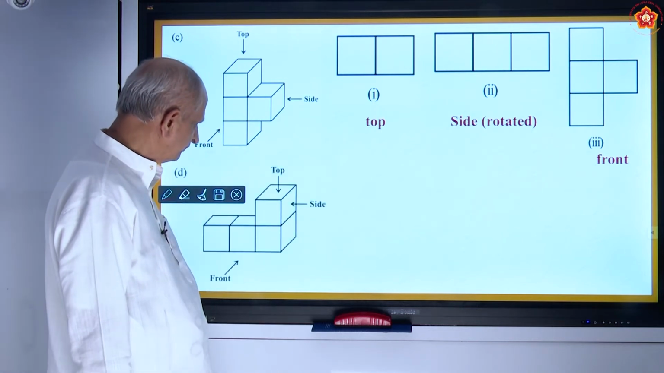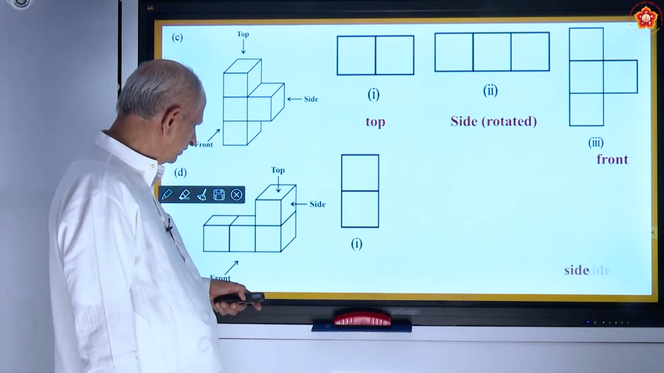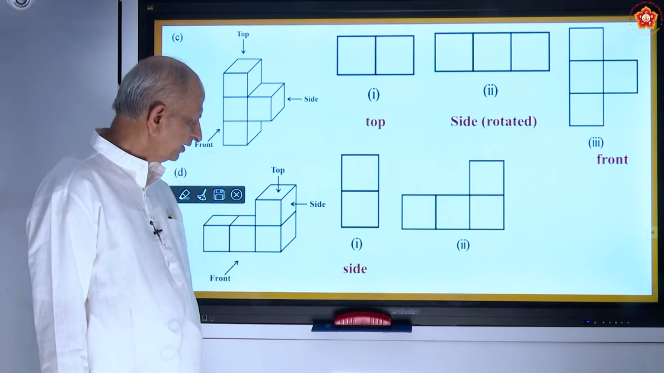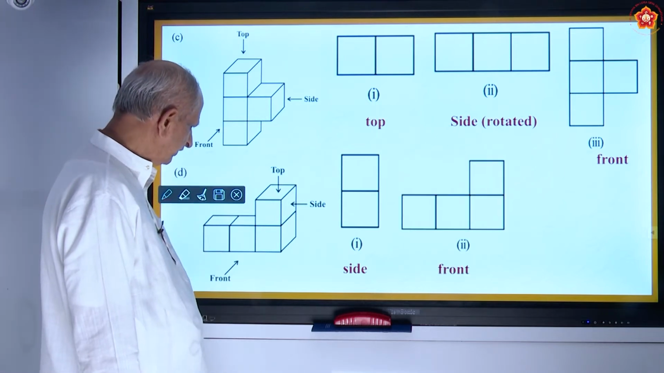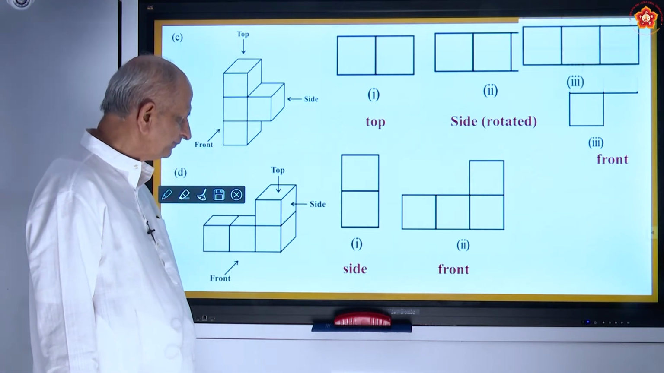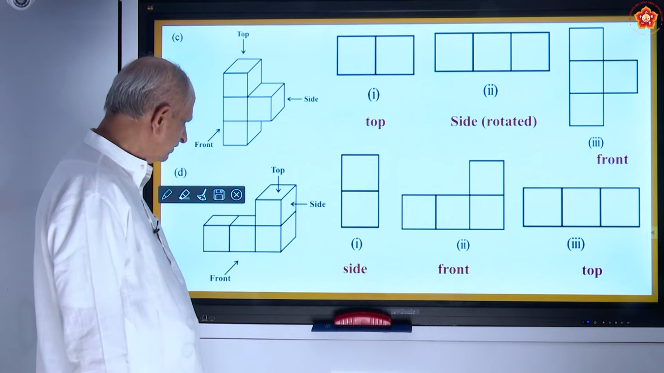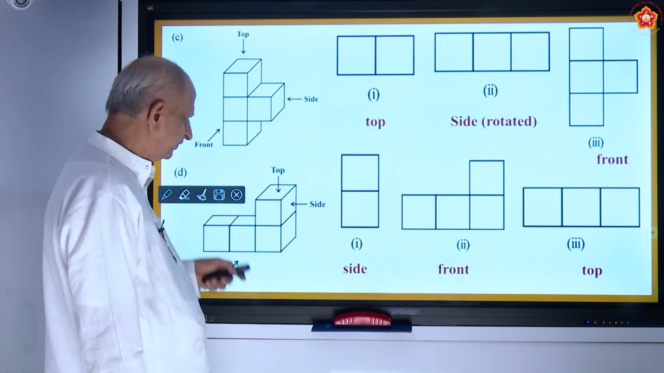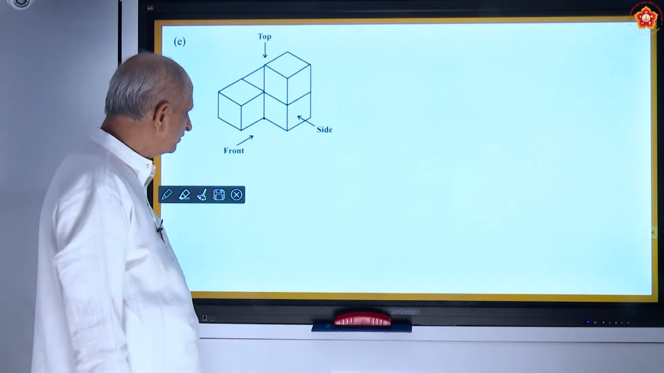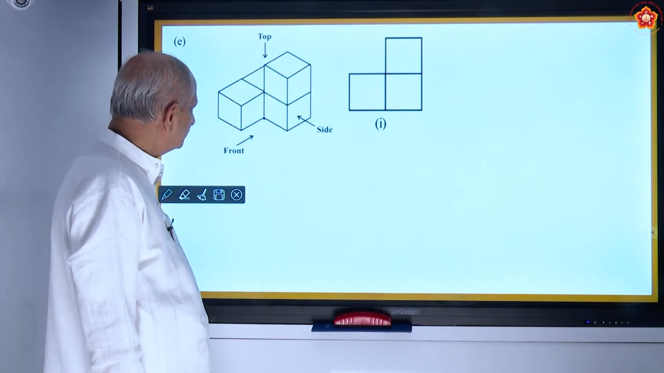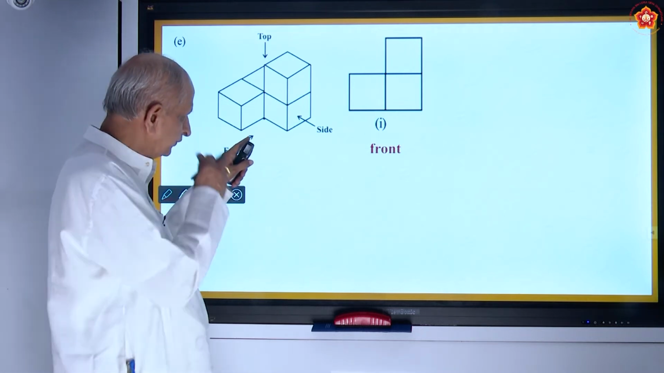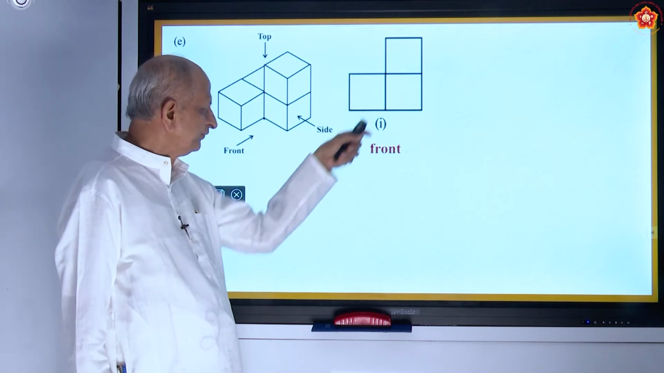Coming to the fourth one. Here, from the side, you can see only 2 squares. And from the front, you can see 4 squares. Correct? And from the top, there will be 3 squares. 1, 2, 3 on top. It depends upon how you see it. Correct? That is called the viewer's point. And coming to the last one, from the front, you will get 3 squares in this way.